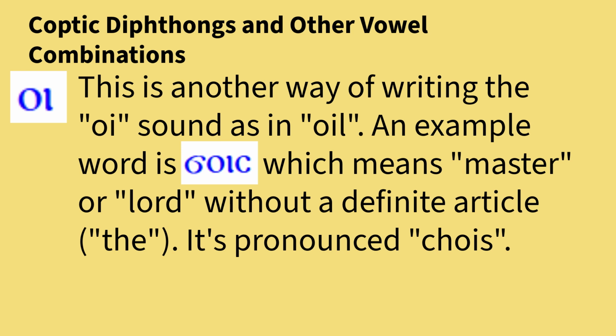On this page we have o yada, the short O with yada. This is another way of writing the oi sound as in the English word oil. An example word is the word choice, which means master or lord without a definite article. If the definite article or the word the was there, it referred to the Lord, as in our Lord Jesus Christ. However, this word is pronounced on its own without the article as choice.